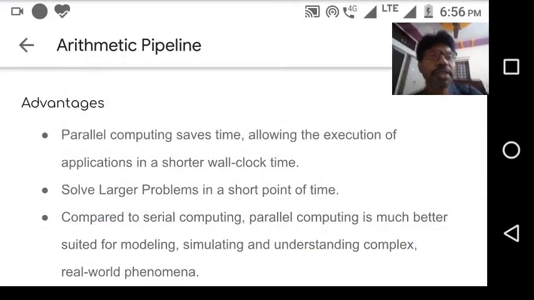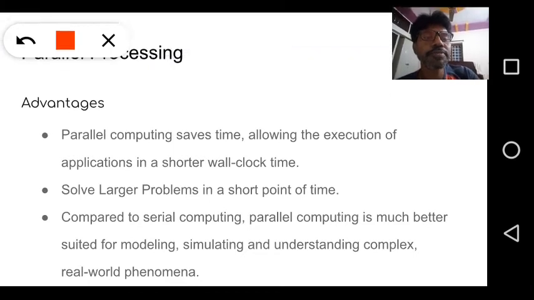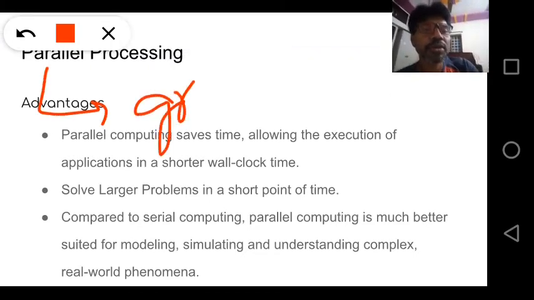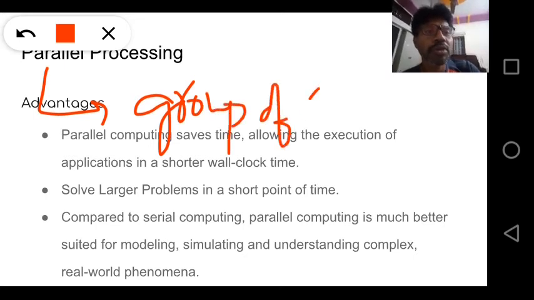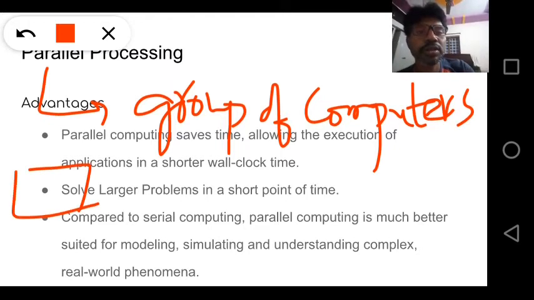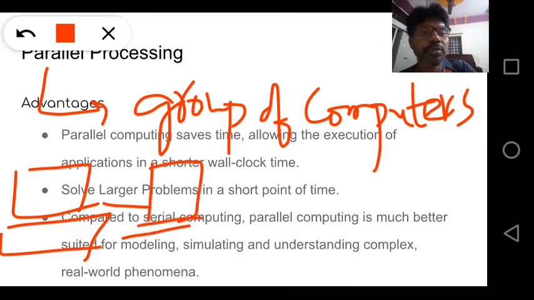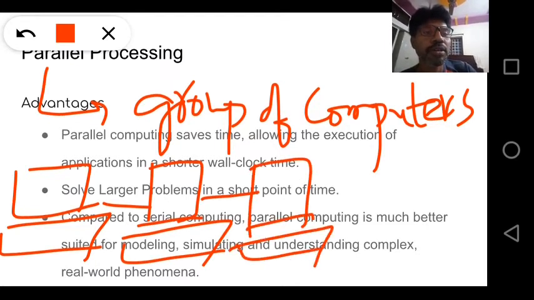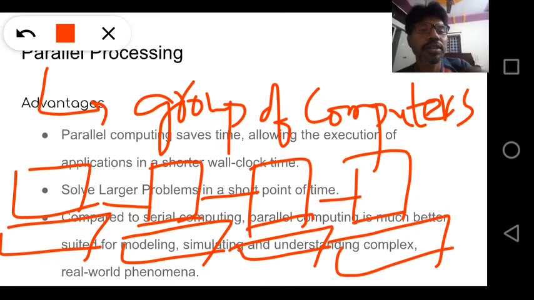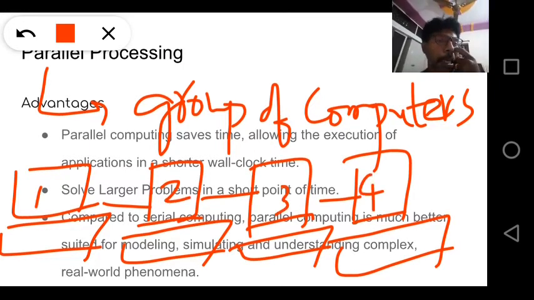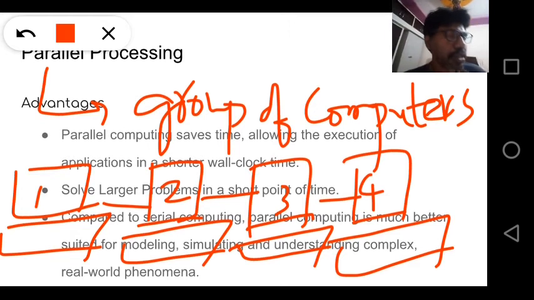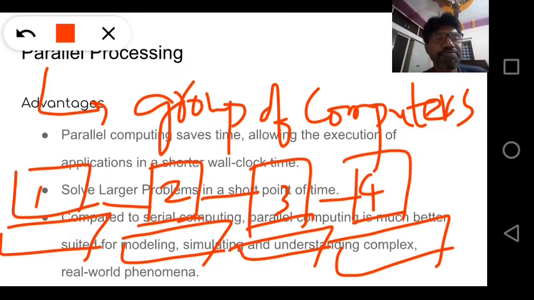And the second possibility is that parallelism can be achieved by having a group of computers that are connected together. If computer 1, computer 2, computer 3, a group of computers are connected together, by this way we can achieve parallelism. But of course, this is called grid computing or cloud computing, which is beyond the scope of our syllabus.